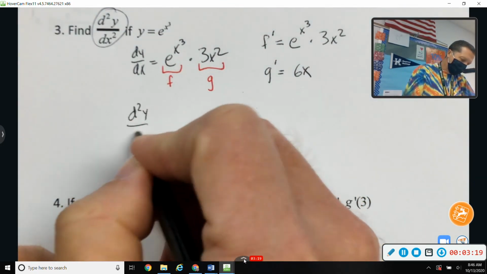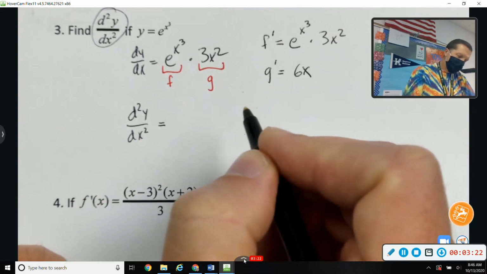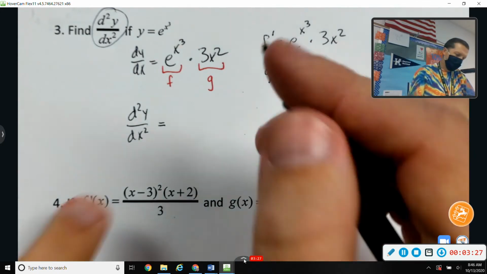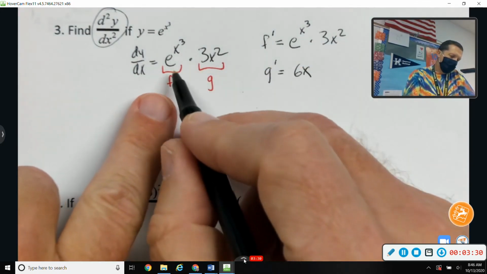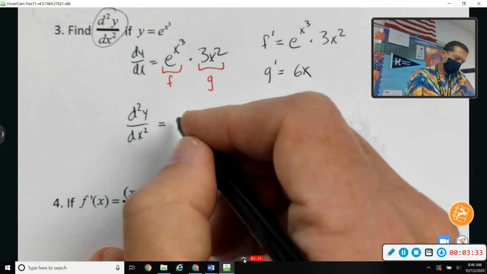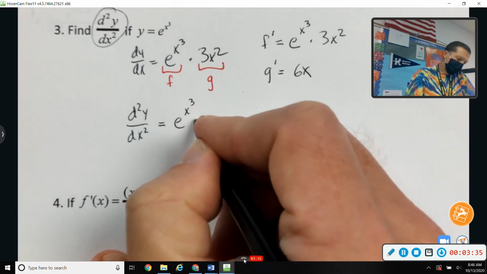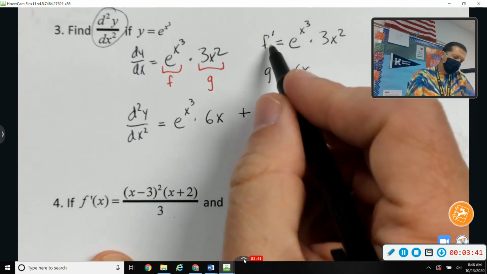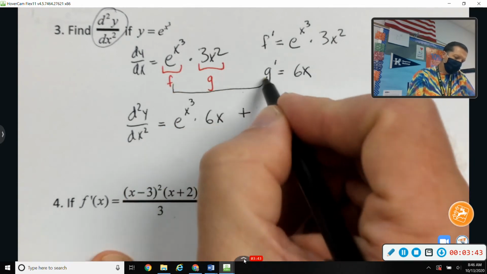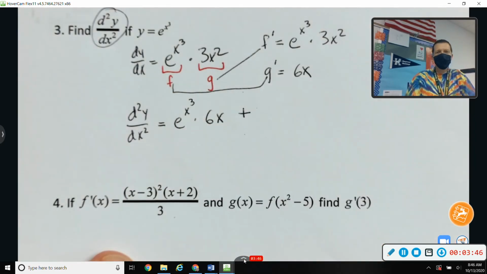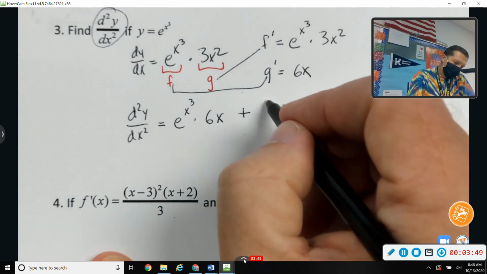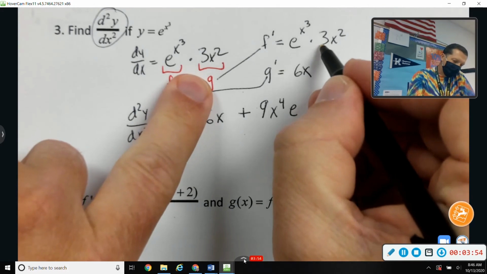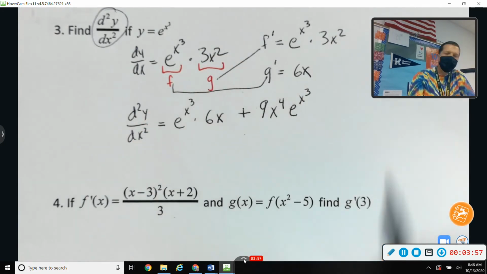So second derivative would be, the order doesn't matter since it's multiplication. F first times derivative of the second. So e to the x cubed times g prime plus, if it helps to connect them, plus the other way around, g f prime. So that would be 9x to the 4th. Yeah, 9x to the 4th e to the x cubed.